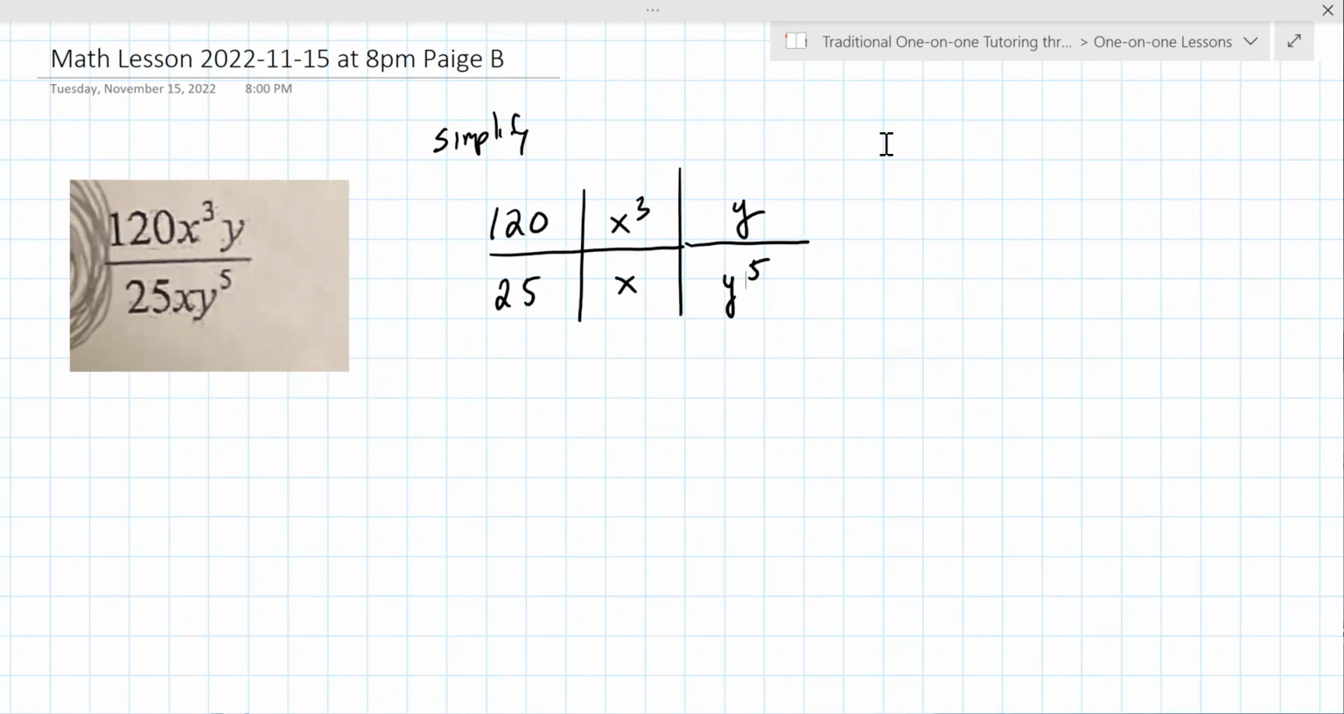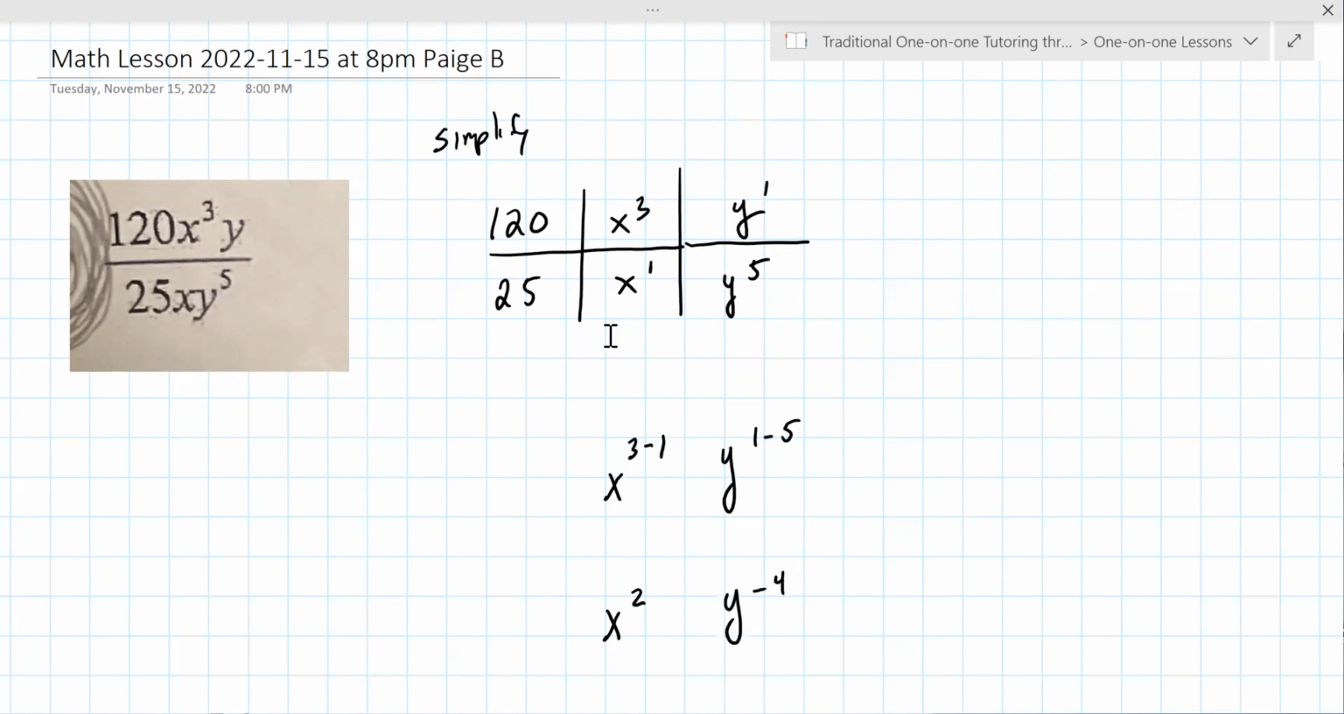The middle one with the x. Okay. So you're always subtracting. So your answer is x to the 3 minus 1, like that, which is x squared. Let's do the same thing for the y. It's 1 minus 5, which is to the negative 4 power.